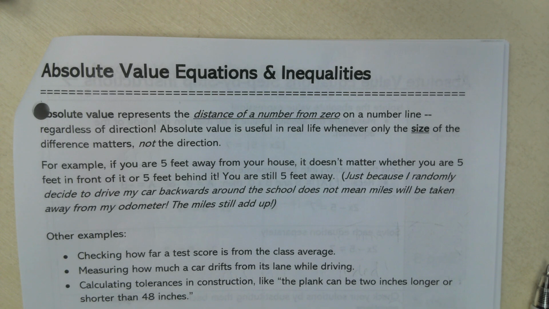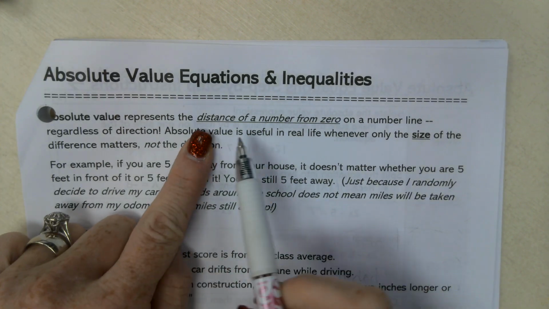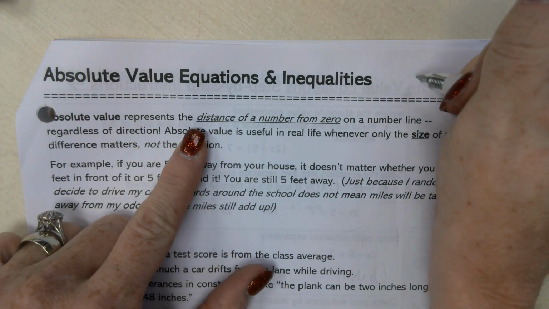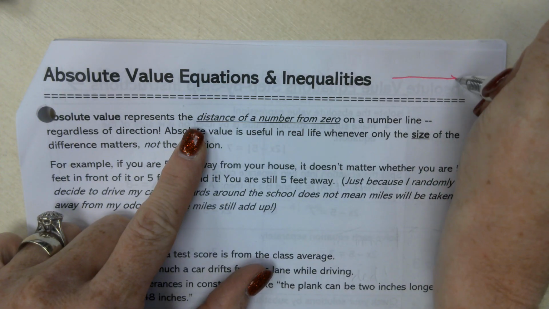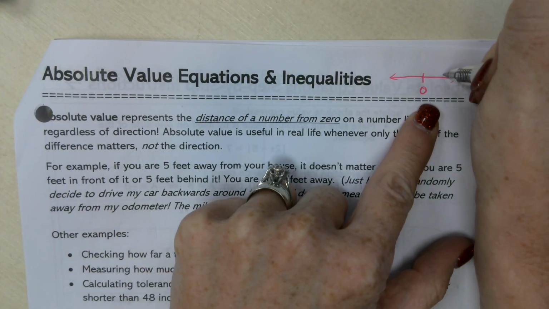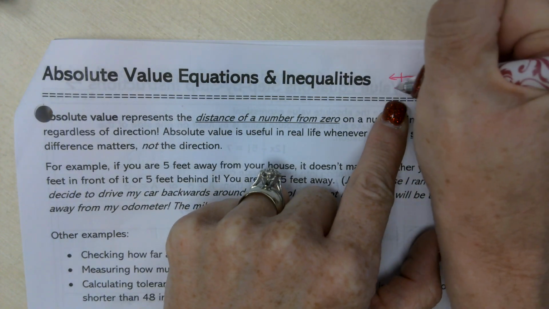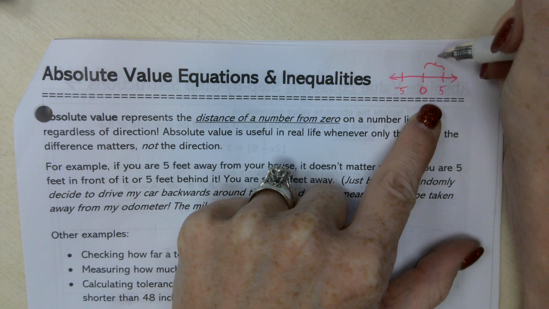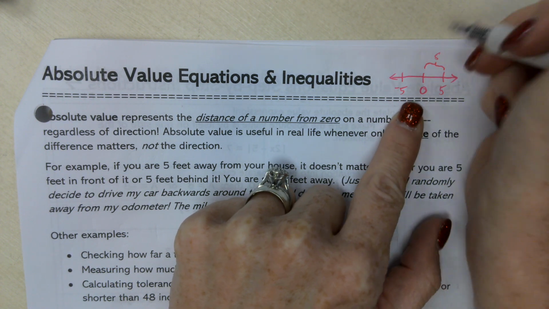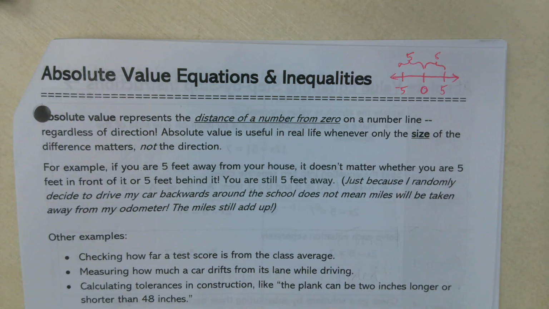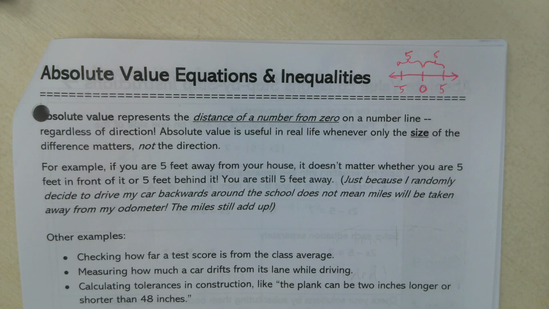All right, absolute value. This is my middle school definition. It's the distance of a number from 0 on a number line. So if I have this number line, and I have 0 right here, and this is 5 and this is -5, we know that this is 5 units away, but this one is also 5 units away. So what does that tell me about the direction of the number?